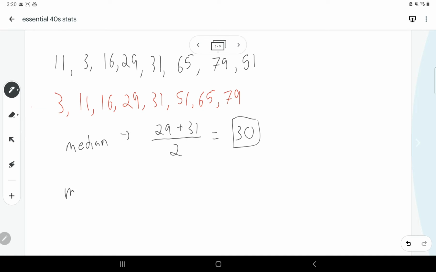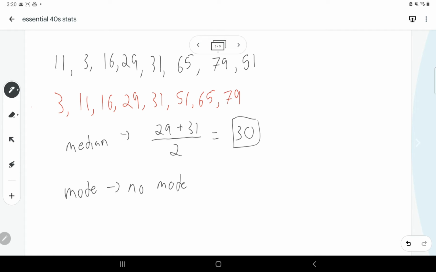Now our mode. So for our mode, we need to find what occurs the most. Okay, so you've got 3, 11, 16, 29, 31, 51, 65, 79. Nothing occurs more than anything else. So in this case, we have no mode.